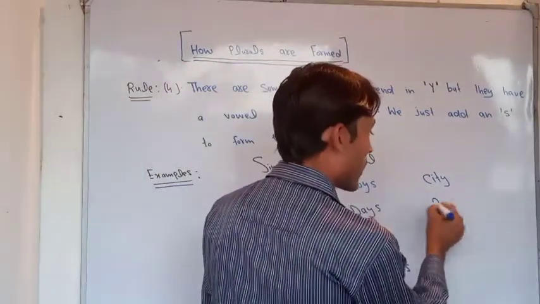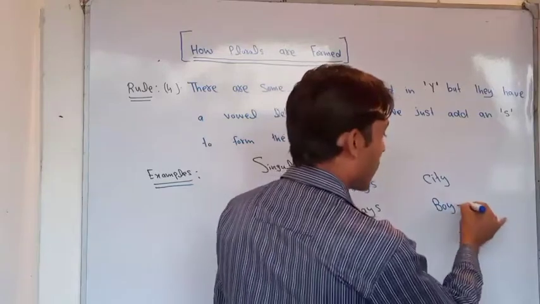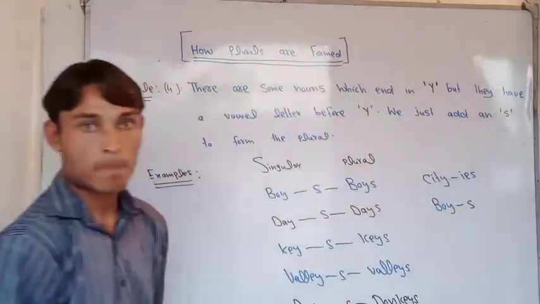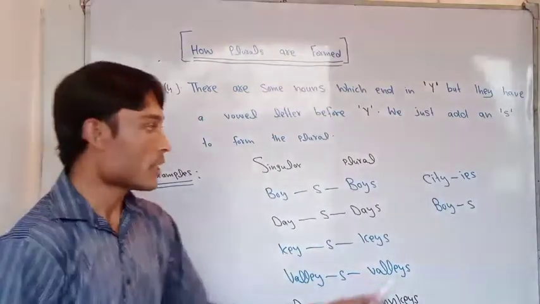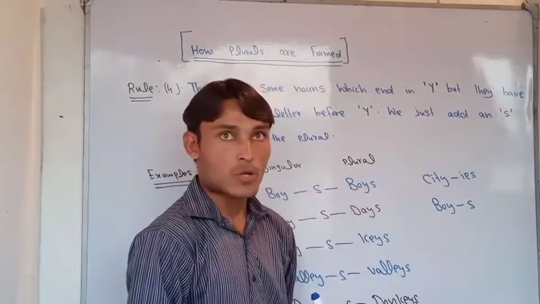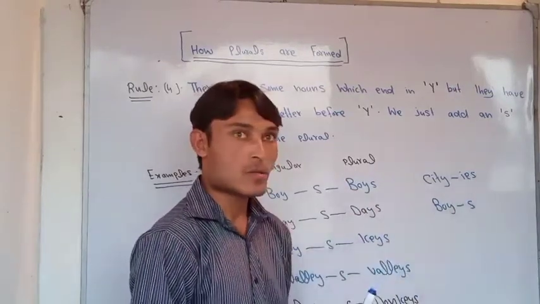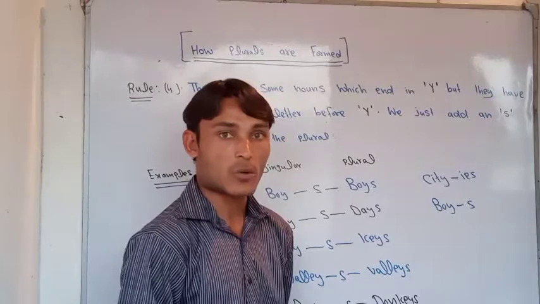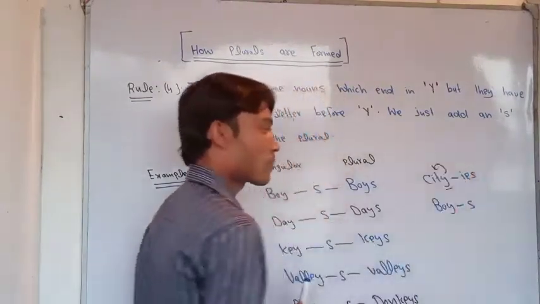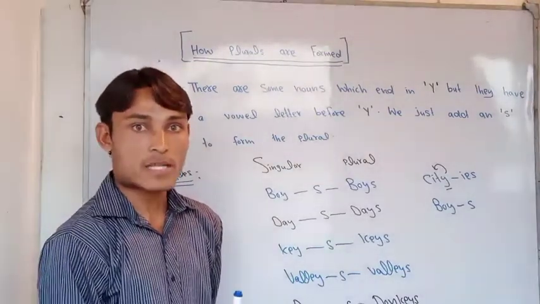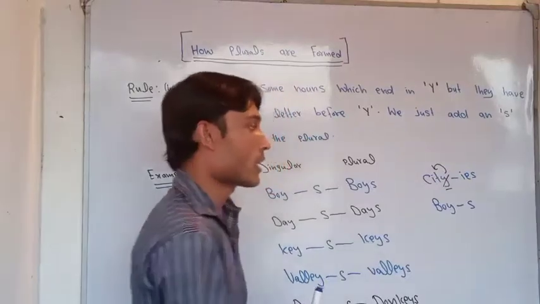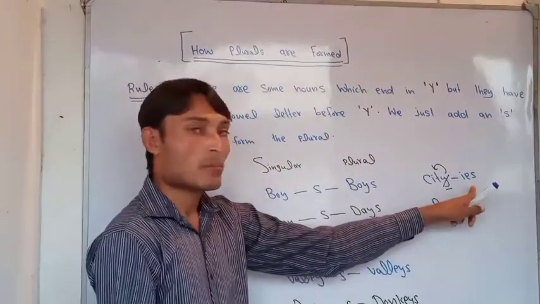So if we write here, boy is changed to plural form by adding s, while this is changed by adding ies. So what is the difference? How will we know whether we should add s or ies? Where can we add ies? If the noun ends in y and before the y there is a consonant letter, we remove y and convert it to plural by adding ies.